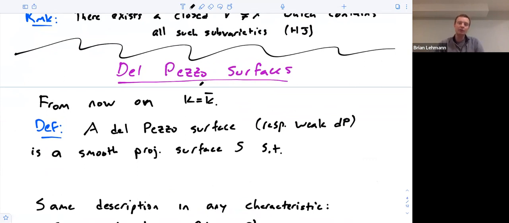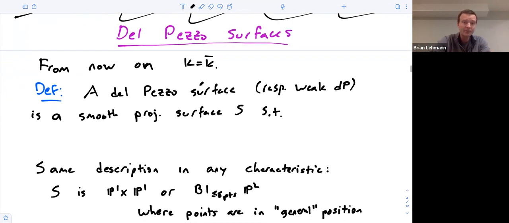So thus far, I've been trying to give a general picture of the area of classification of rational curves. I'd like to turn now to del Pezzo surfaces. So from now on, we're going to be working over an algebraically closed field, and we'd like to specialize our questions to this particular scenario. Okay, so let me start with a couple quick reminders. A del Pezzo surface, or respectively a weak del Pezzo surface, is a smooth projective surface S over a ground field such that minus K_S is ample, or respectively big and nef.